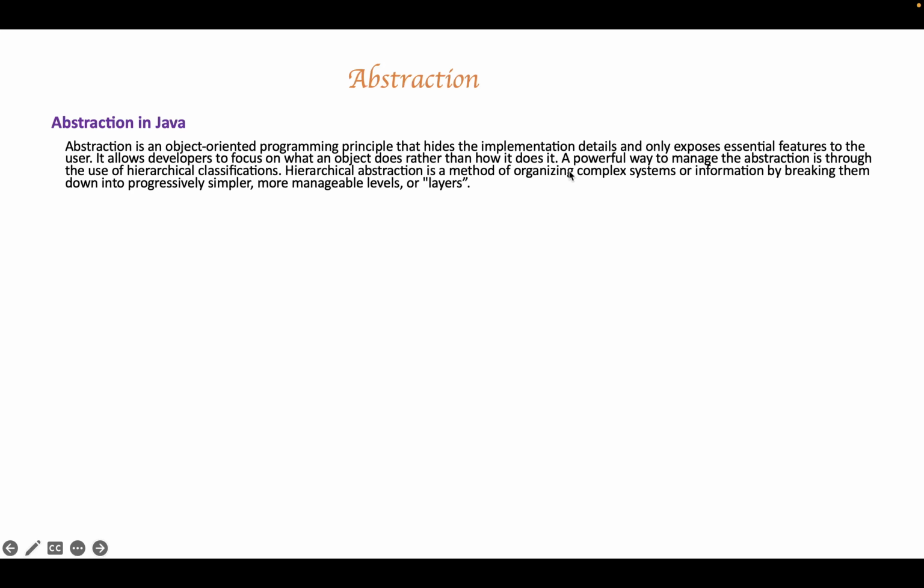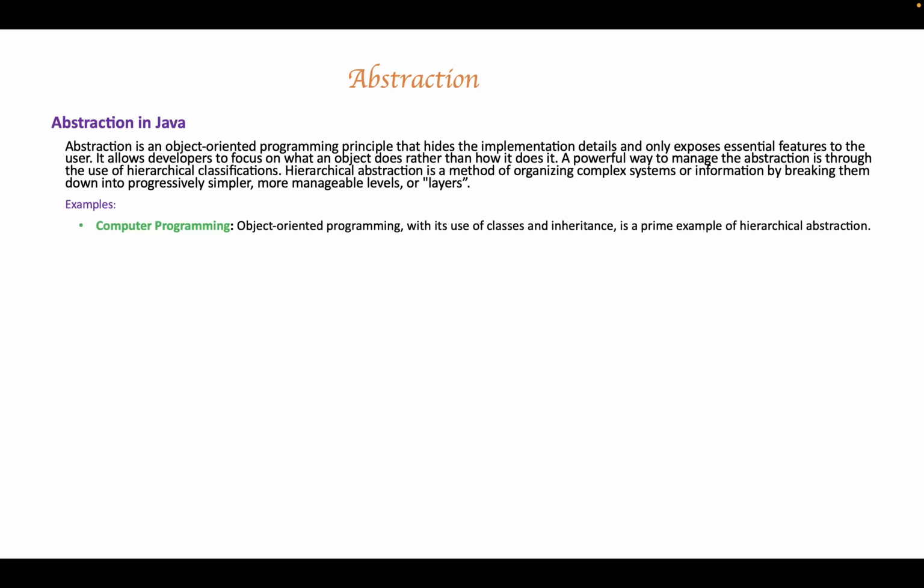A powerful way to manage abstraction is through the use of hierarchical classification. Hierarchical classification, or abstraction, is a method of organizing complex systems or information by breaking them down into progressively simpler, more manageable levels or layers. Examples of using hierarchical classification or abstraction: computer programming. Object-oriented programming, with its use of classes and inheritance, is a prime example of hierarchical abstraction.